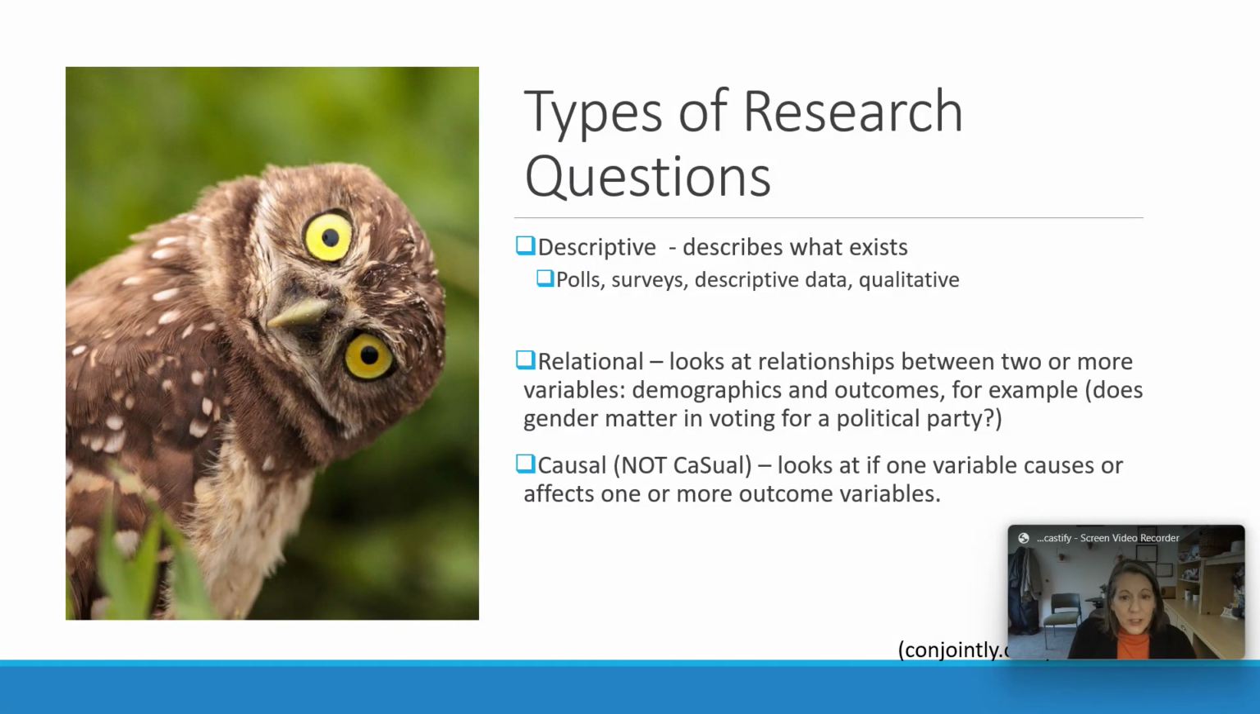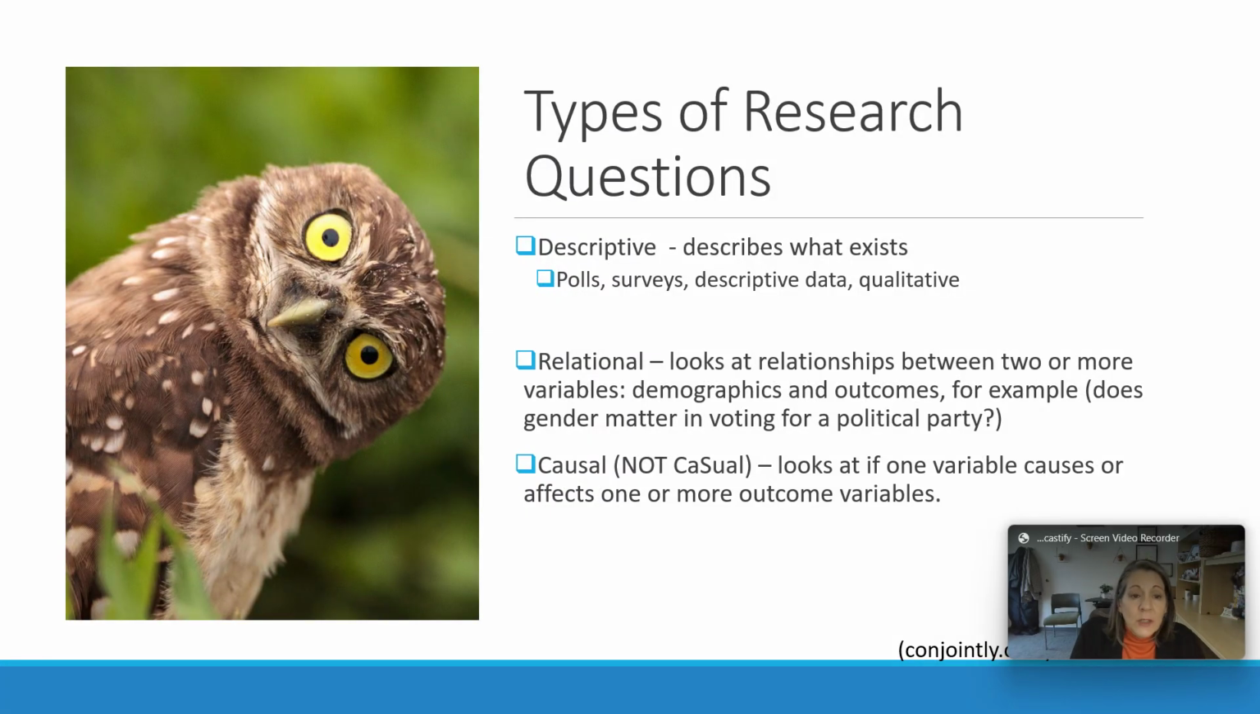So there are types of research questions, going back to research questions. Some of them are descriptive, and this might be more in the qualitative realm of things, where we're looking at describing what exists. So these are polls, surveys, descriptive data, qualitative data. Another type of research question is relational, and this might look at the relationships between two or more variables, for example, demographic data and outcomes. For example, does gender matter in terms of which political party a person votes for? By the way, I think the answer is no to that. But that's the type of question.